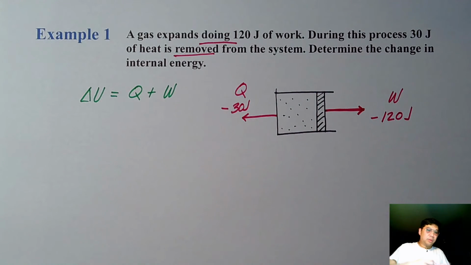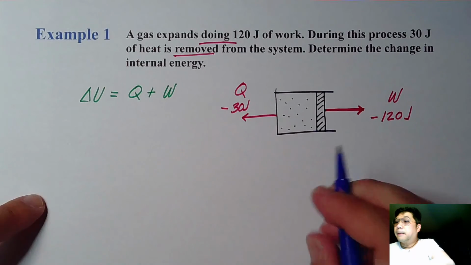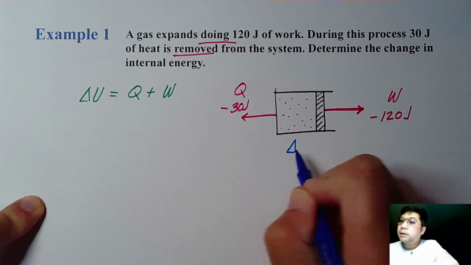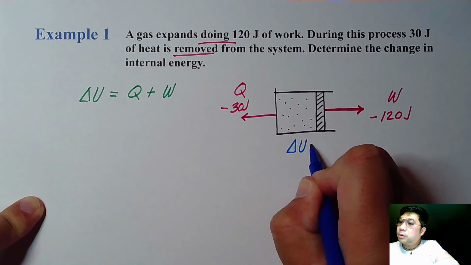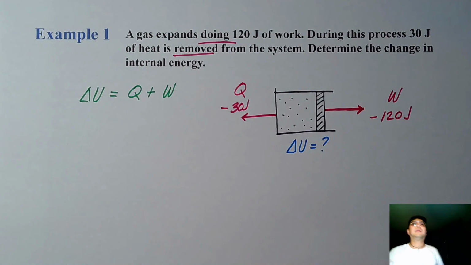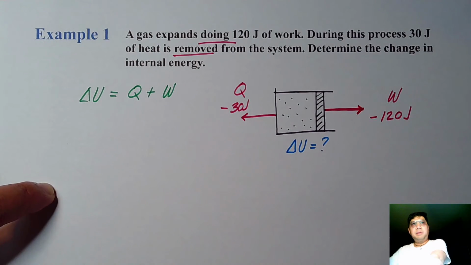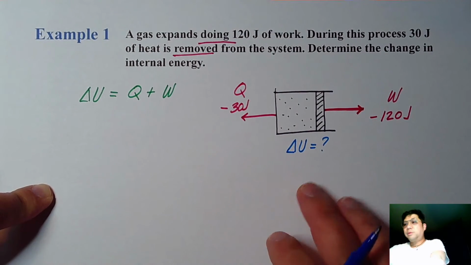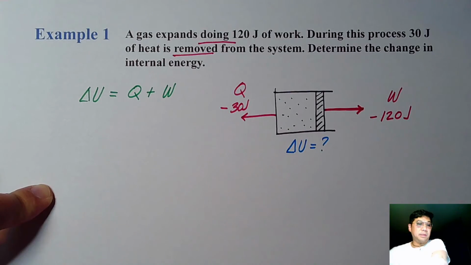Now in the problem, you were supposed to determine delta U, or the change in internal energy. Is it a decrease in energy, or is it an increase in energy? We will be able to figure out if it's an increase or decrease.